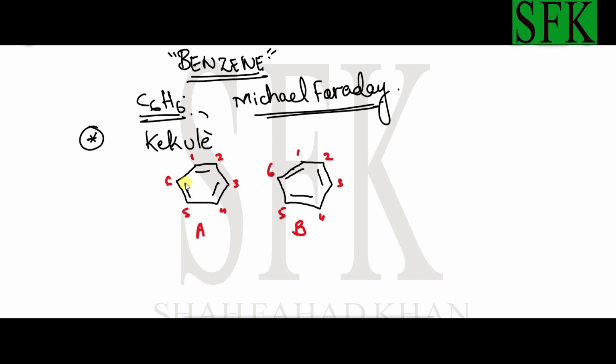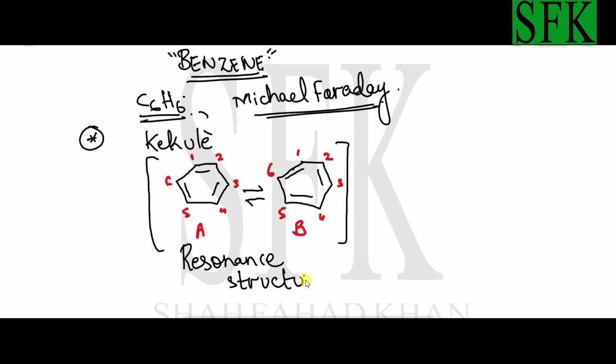The other two bonds have also shifted. This 6, 5 bond has come to 5, 4 in this diagram, and this 4, 3 bond has gone to 3, 2. So these are the two structures that Kekule gave, and these structures are basically known as the resonance structures or the resonance hybrids of benzene. So according to the resonance structures, benzene has three alternating carbon-carbon double bonds and three alternating carbon-carbon single bonds.